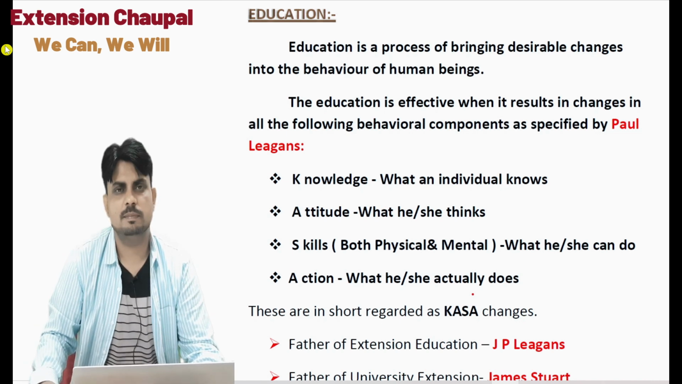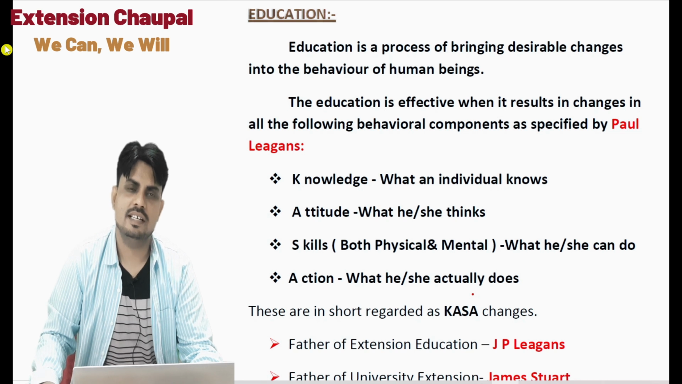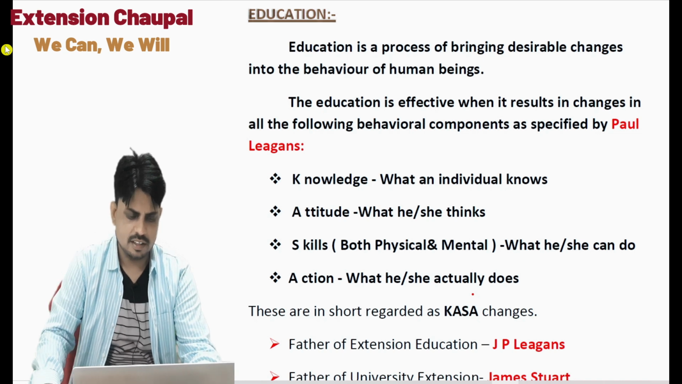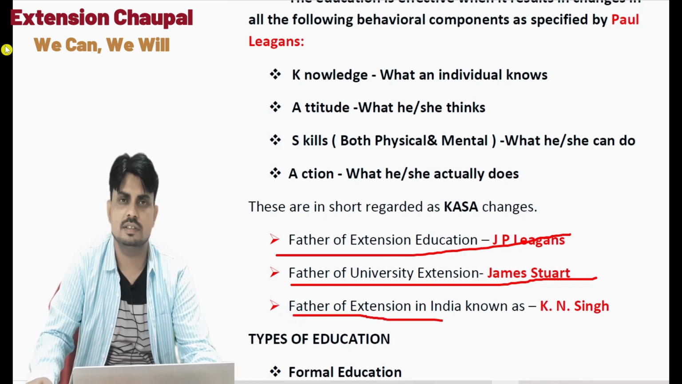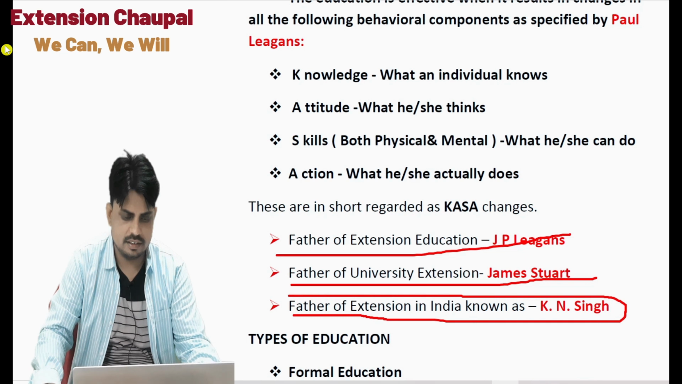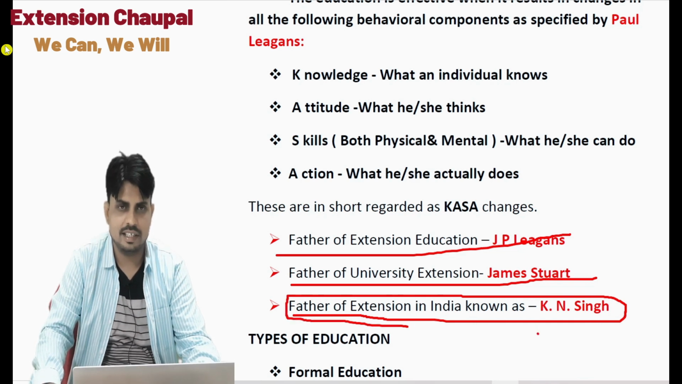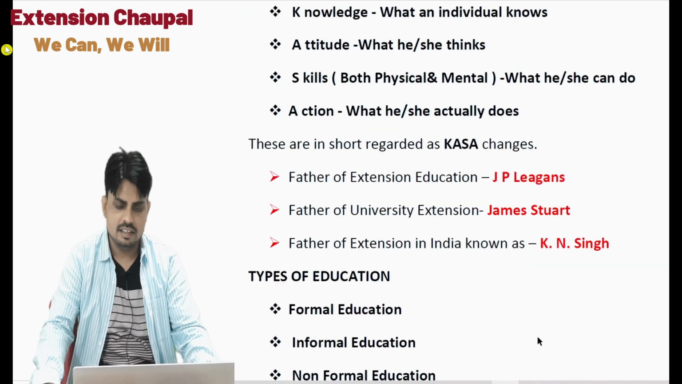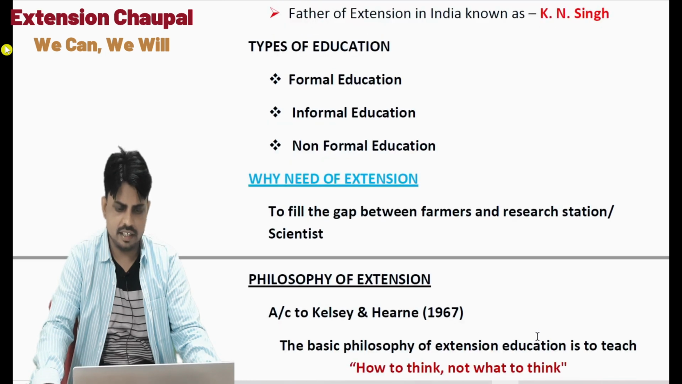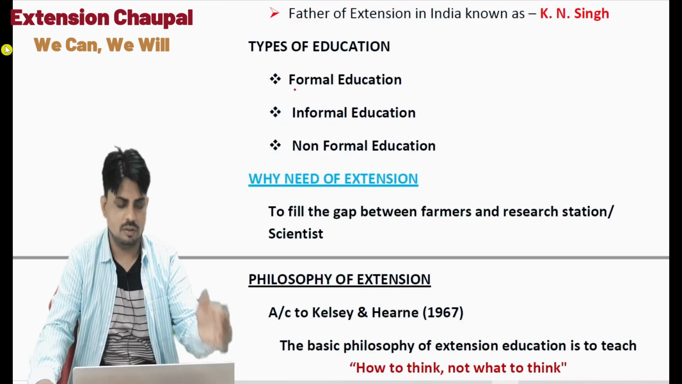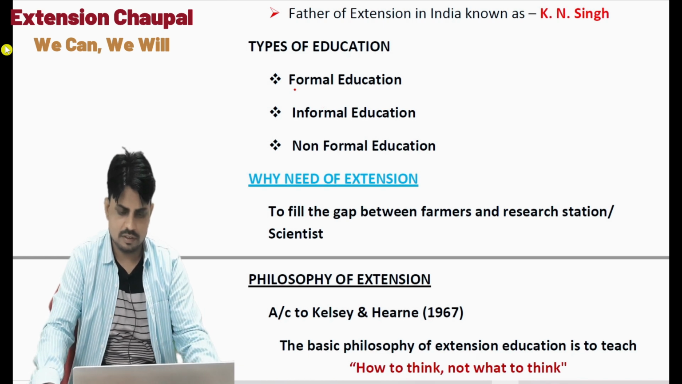Now we will discuss the famous personalities who have done tremendous work in the field of agriculture extension. First is J.P. Leagans, who is considered the father of extension education. That is most important for your competitive exam. Then James Stuart, who is considered the father of university extension. And in the context of India, K.N. Singh, that is Kedar Nath Singh, is considered the father of extension in India. It is very important for your competitive exam. You may note it down.